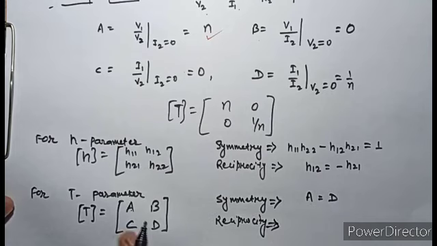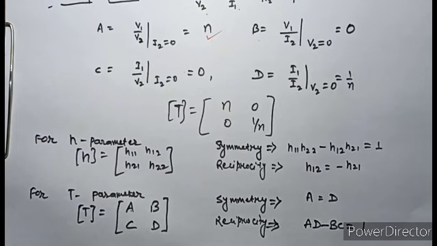And that is for reciprocity. Means this T network will be reciprocal if the determinant of this is equal to 1. What will be the determinant? AD minus BC. It should be equal to 1, right?